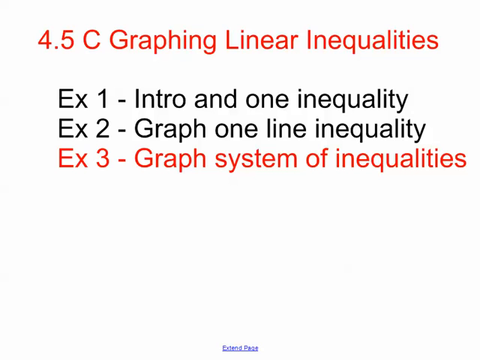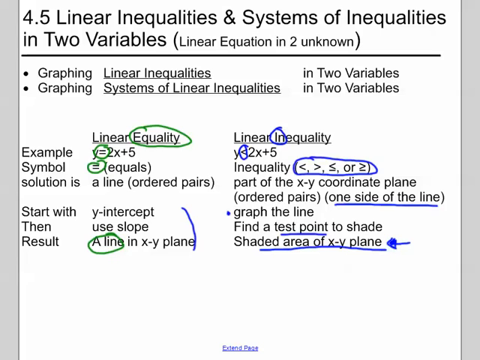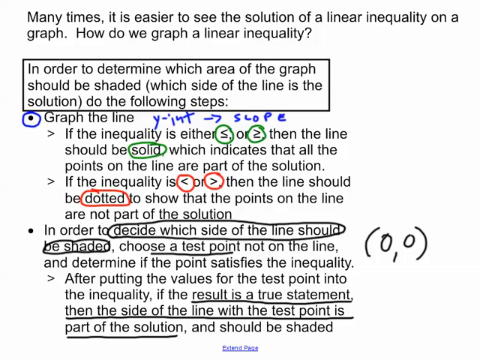shading. Number 1, graph the lines. Number 2, decide where the shading goes for each line, and then where the shading overlaps, essentially that's where the solution of the system of inequalities is. So here's again linear inequalities and systems of inequalities. Here is kind of an idea about what I just talked about.